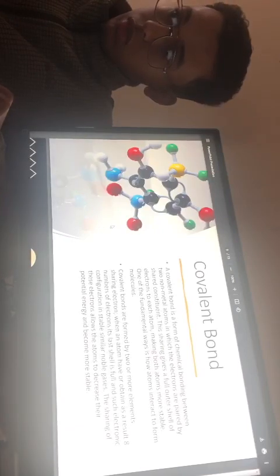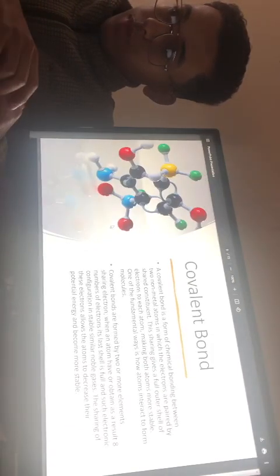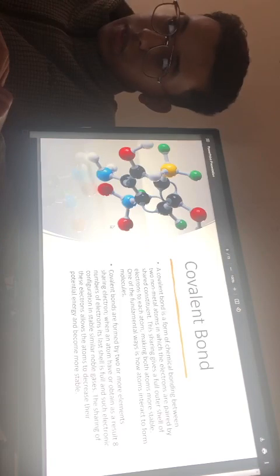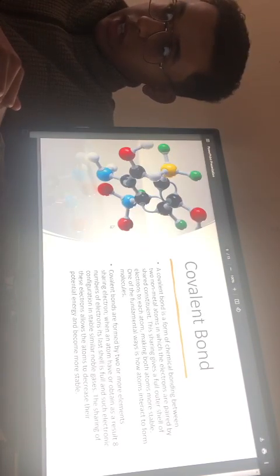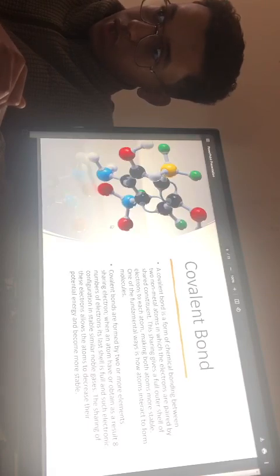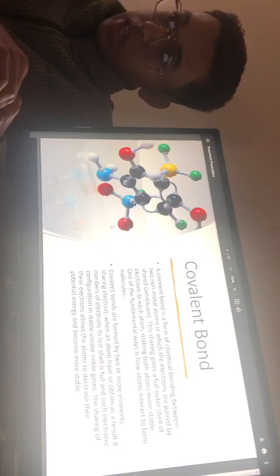We'll move on to covalent bonds. Unlike ionic bonds, which involve the transfer of electrons, covalent bonds form when atoms share electrons. These bonds occur between nonmetal atoms. By sharing electrons, each atom achieves a full outer shell, resulting in a stable molecule. Covalent bonding is fundamental to the structures of many organic and inorganic substances.